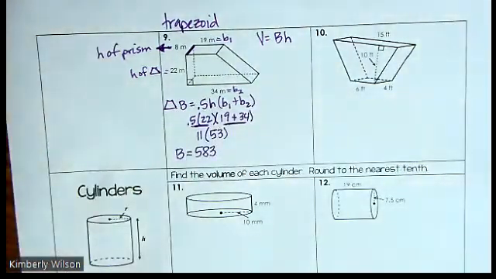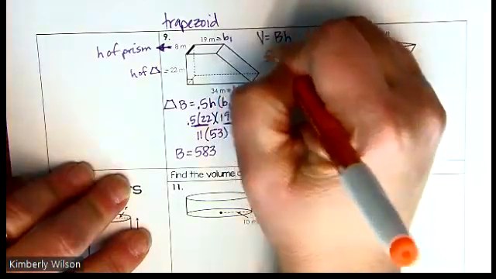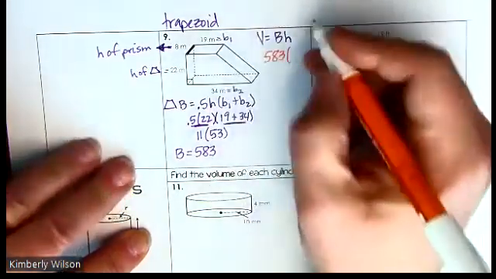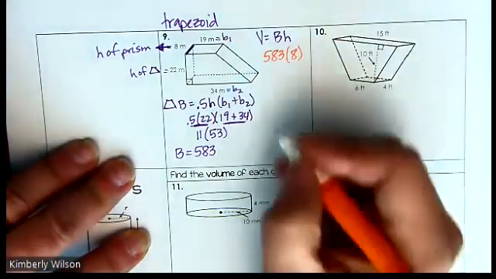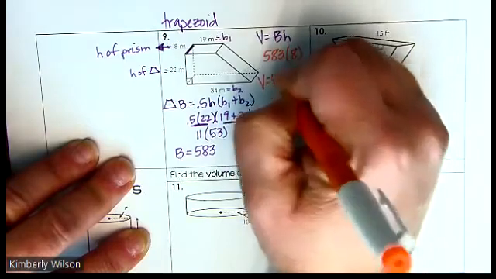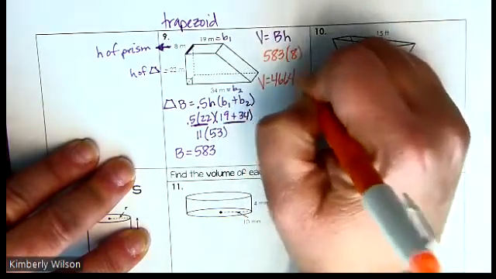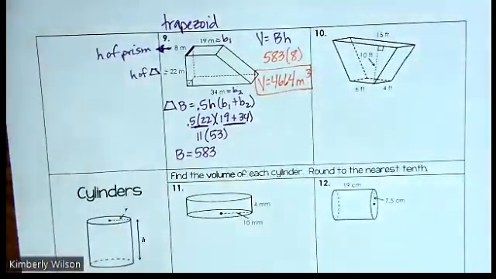Now that I know the capital B, I'm going to plug it in up here. So I'm going to have 583 times the height of the prism, which is 8, which gives me that my volume is 4664 meters cubed. There we go. We're done.